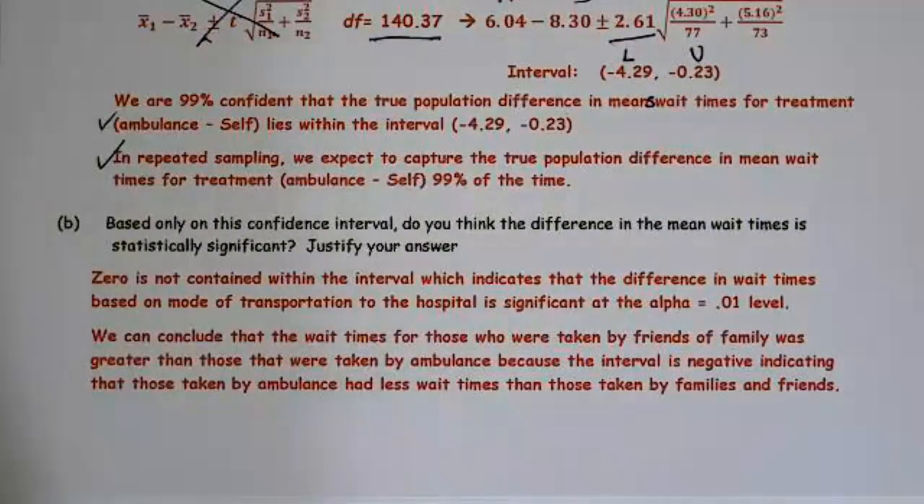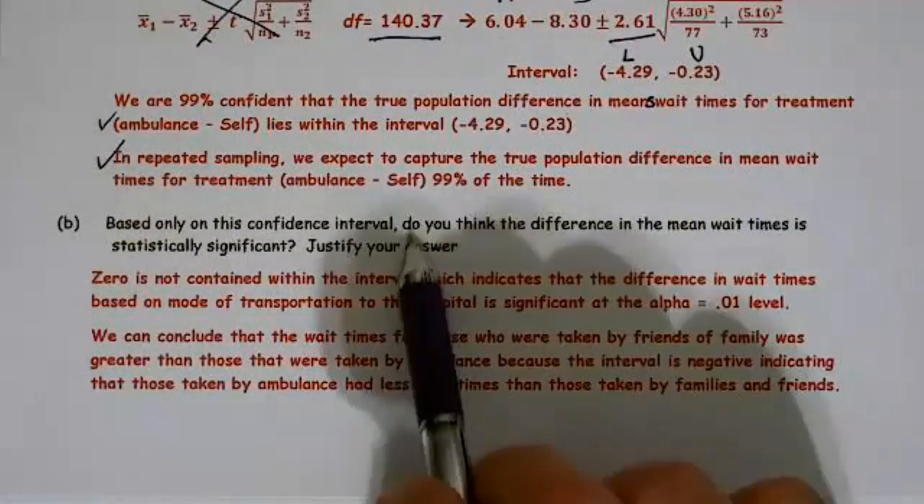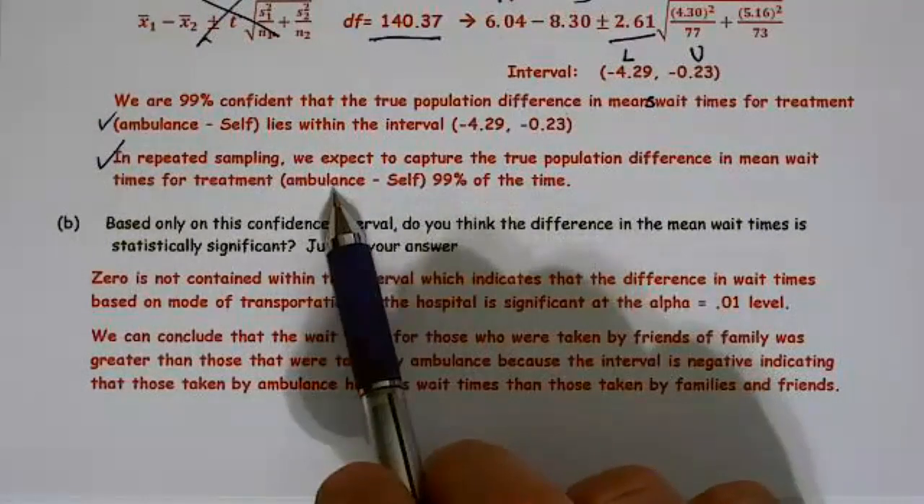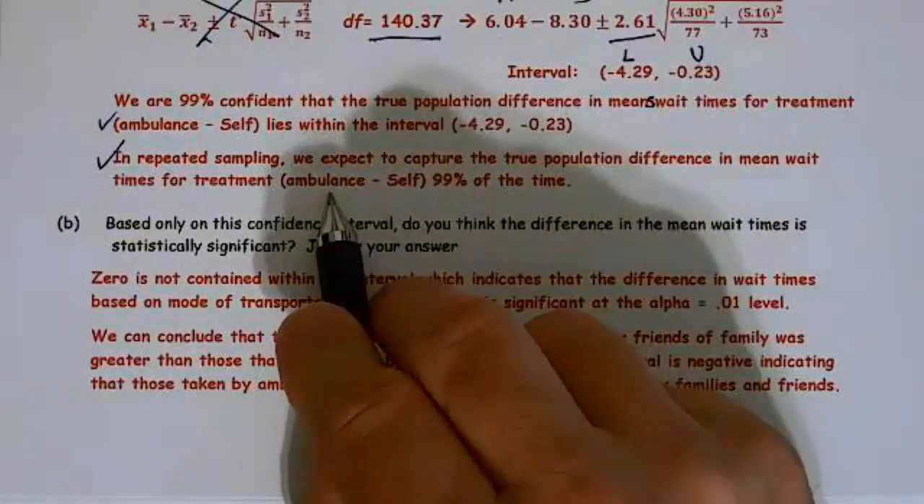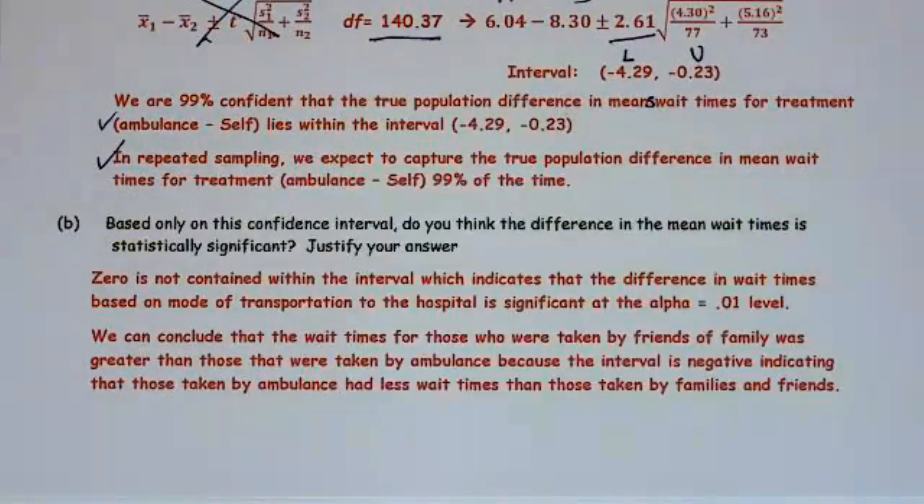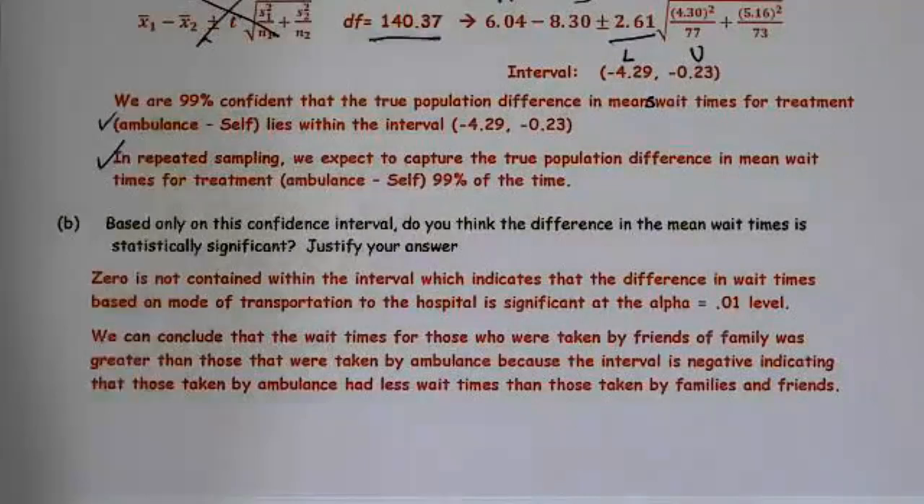So in this case, it's not contained within the interval, which indicates the difference of wait times to the hospital is significant. Matter of fact, because it's negative, that means this number is smaller, which means the ambulance time is less than the self time. So we can basically determine that statistically significant that ambulance will get us service faster than self, according to this study.